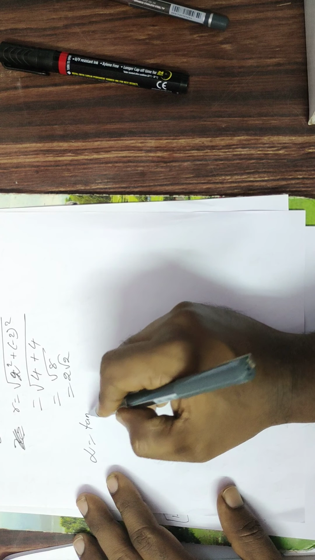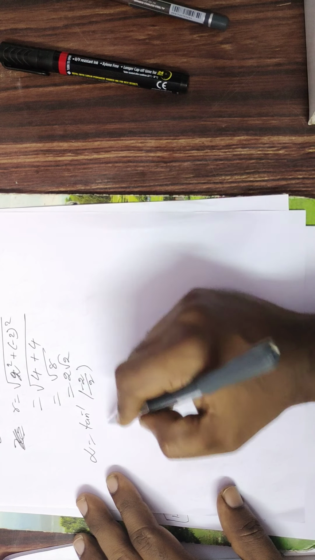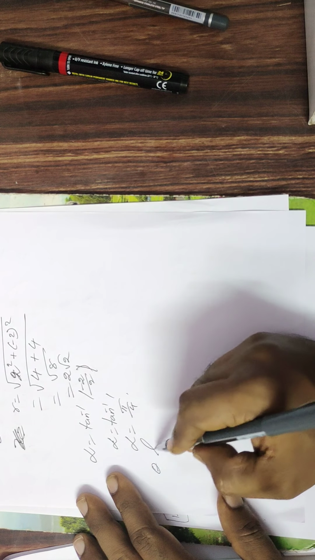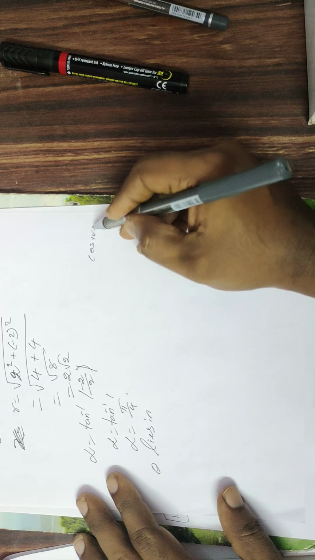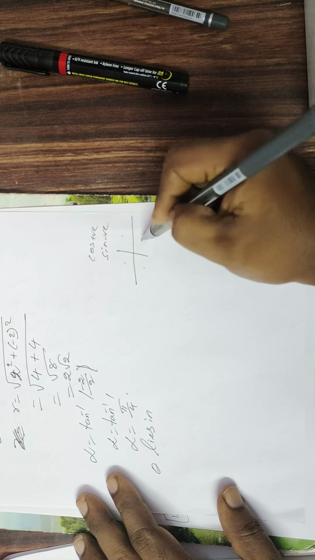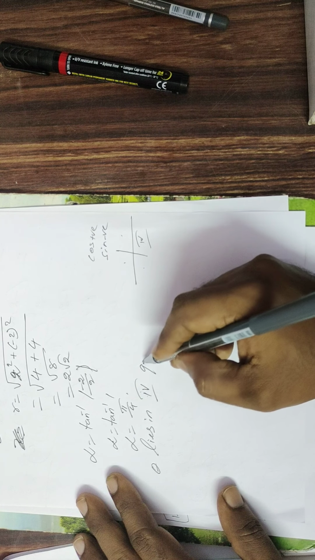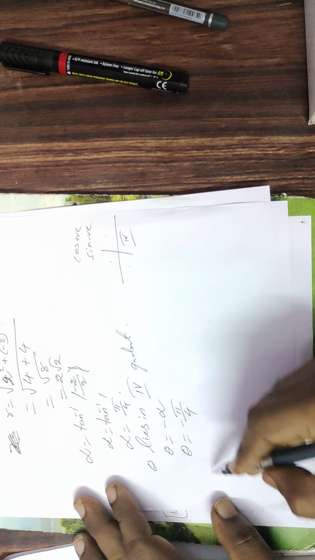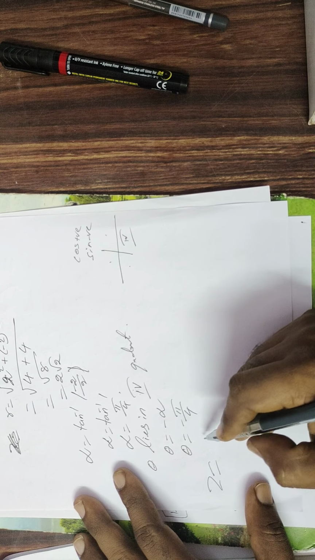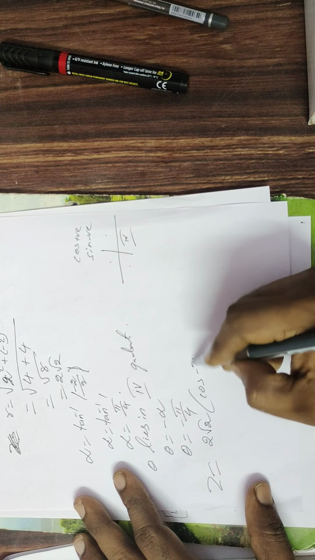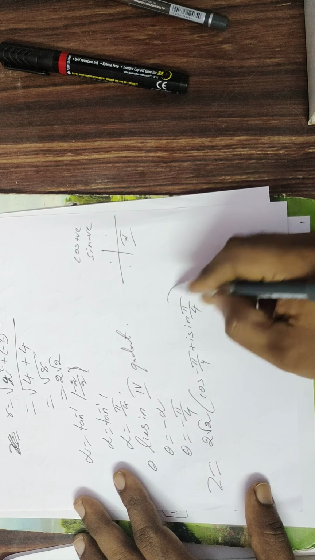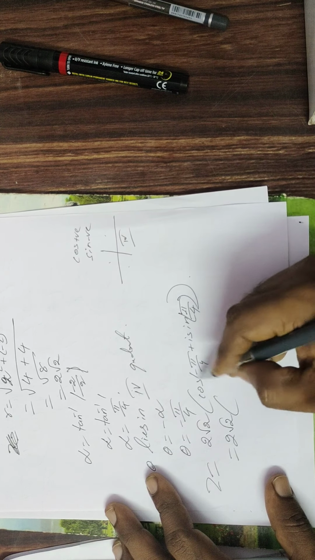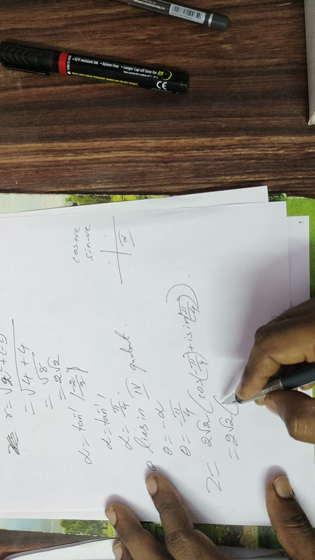Now alpha equals tan inverse of modulus of y by x, that is minus 2 by 2, so alpha equals tan inverse 1, so alpha equals pi by 4. So theta lies in which quadrant? Cos is positive, sin is negative. So all silver tea cups, fourth quadrant. Theta lies in the fourth quadrant, so theta equals minus alpha, so theta equals minus pi by 4. So I substitute here: z equals 2 root 2 into cos minus pi by 4 plus i sin minus pi by 4. Okay, let it be.